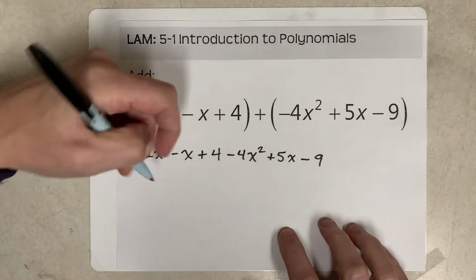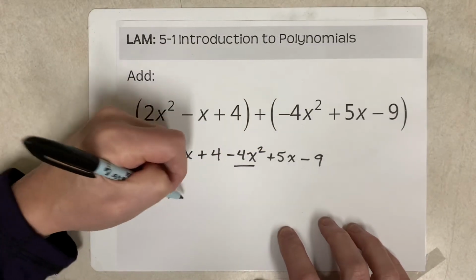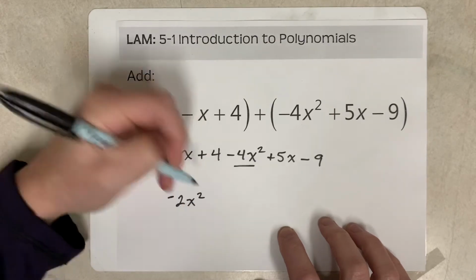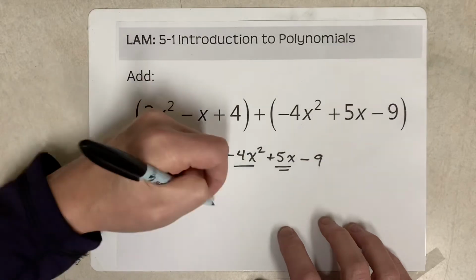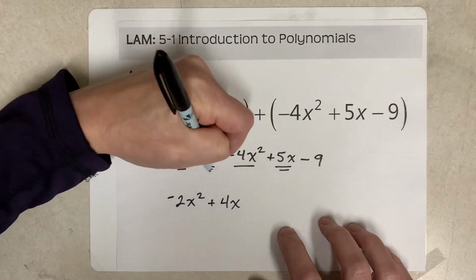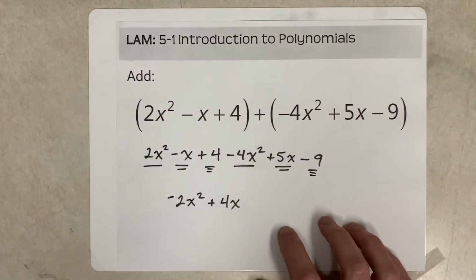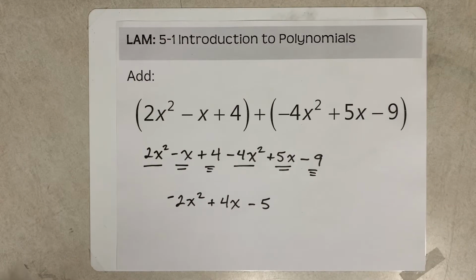Okay, now we're going to combine like terms. So 2x squared and negative 4x squared are going to become negative 2x squared. A negative x and a positive 5x are going to make a positive 4x. A positive 4 and a negative 9 are going to make negative 5. And that one is done.